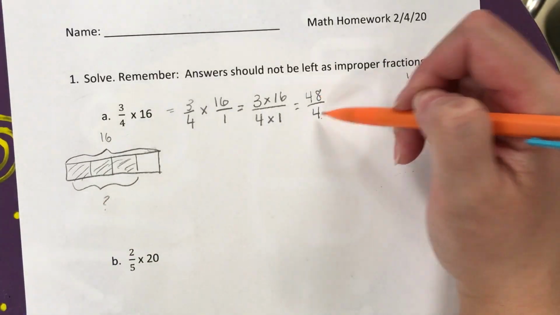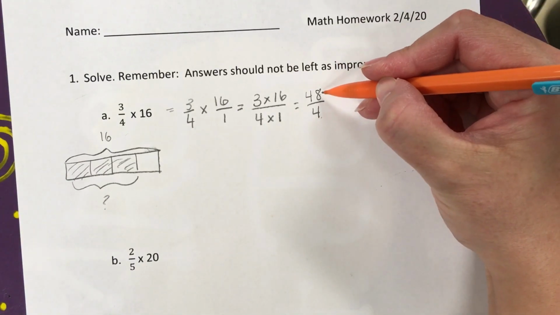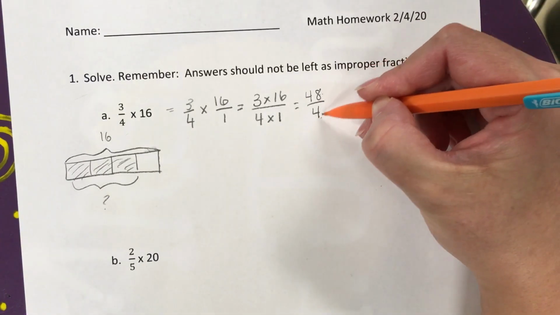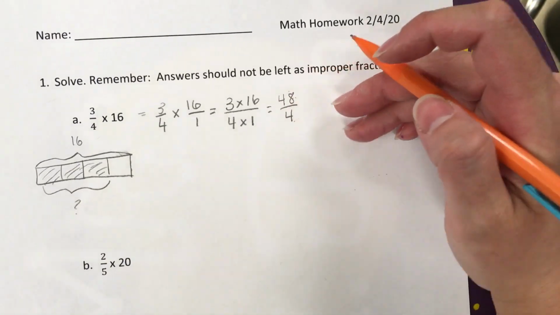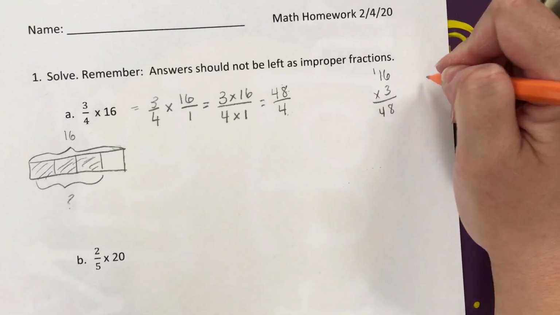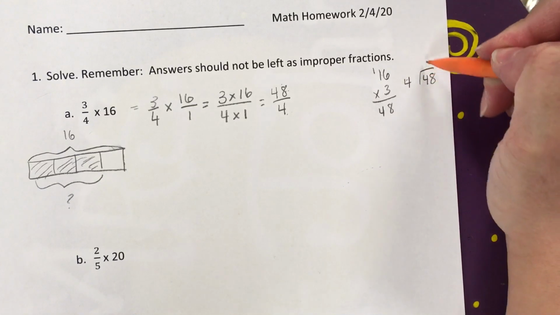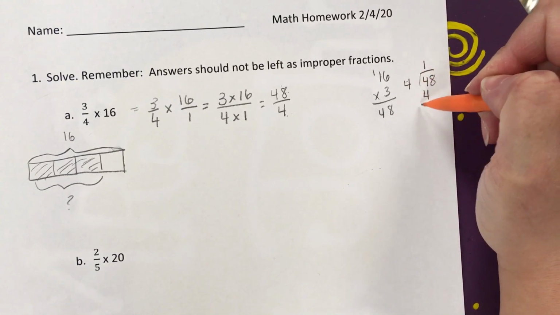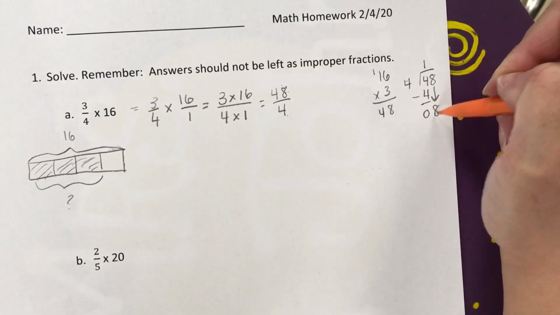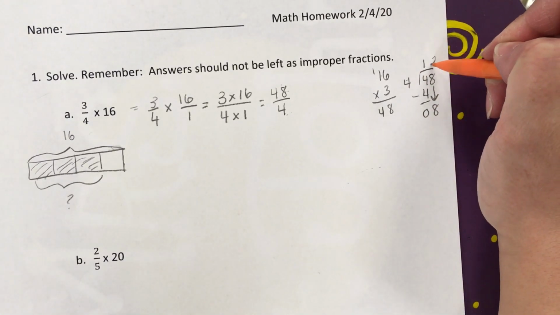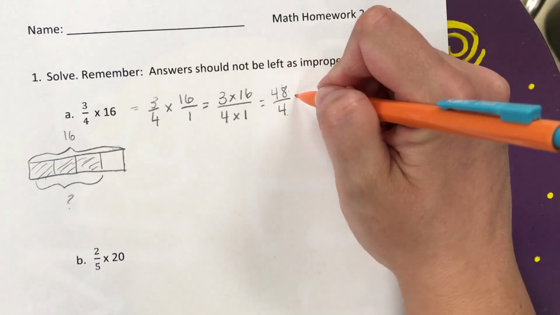So then we have an improper fraction that we cannot leave that way. So what we're going to do is read it top to bottom. 48 divided by 4, and we're going to solve that out. So what goes on the top goes inside the division house. So we have 48 divided by 4. 4 goes into 4 one time. 1 times 4 is 4. I subtract, get 0. I need to bring down. So how many times does 4 go into 8? It goes in exactly 2 times. 2 times 4 is 8. I subtract and get 0. So my answer here is 12.